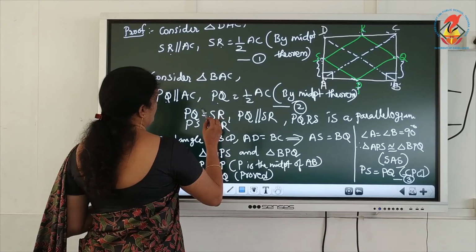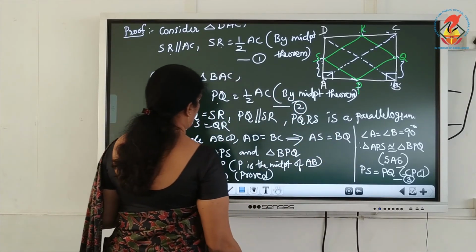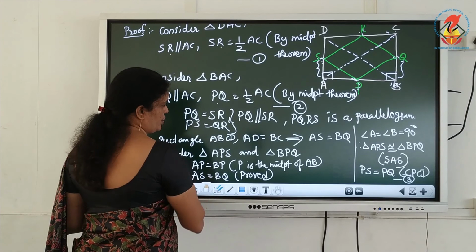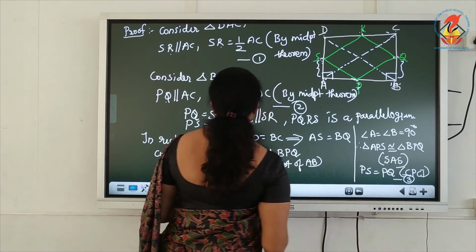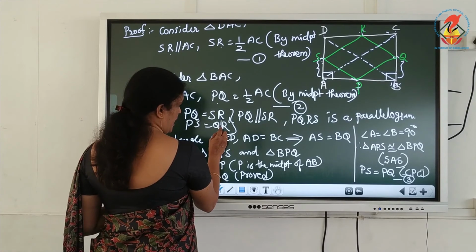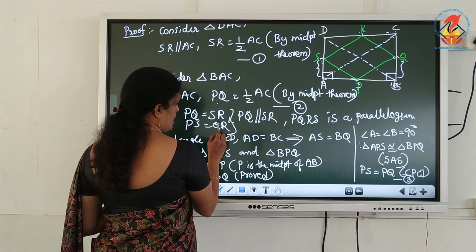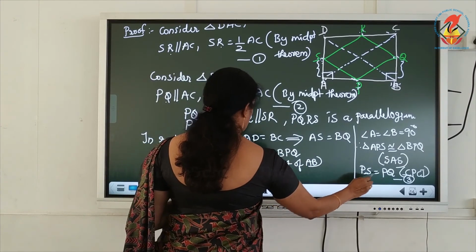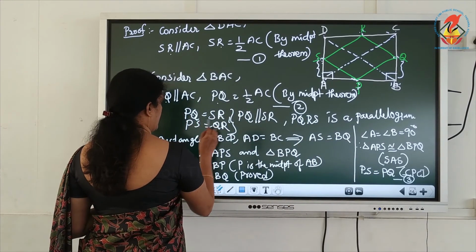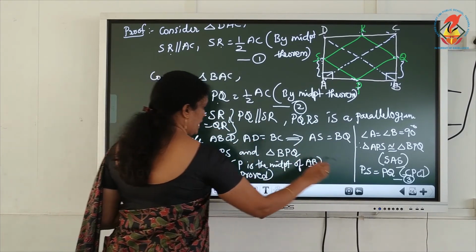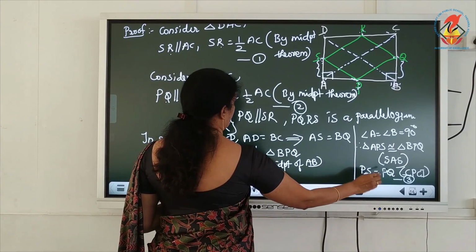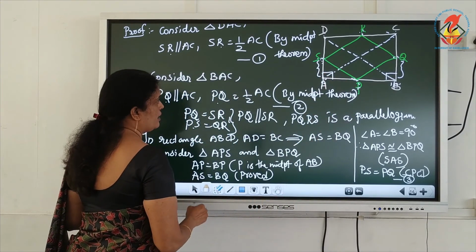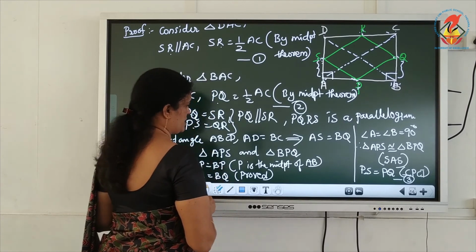From 1, 2 and 3, from 1 and 2 we can write PQ equal to SR, PS equal to QR, and from 3, PS equal to PQ. From these three equations, we can write PQ equal to QR equal to RS equal to PS. That means PQRS is a rhombus.